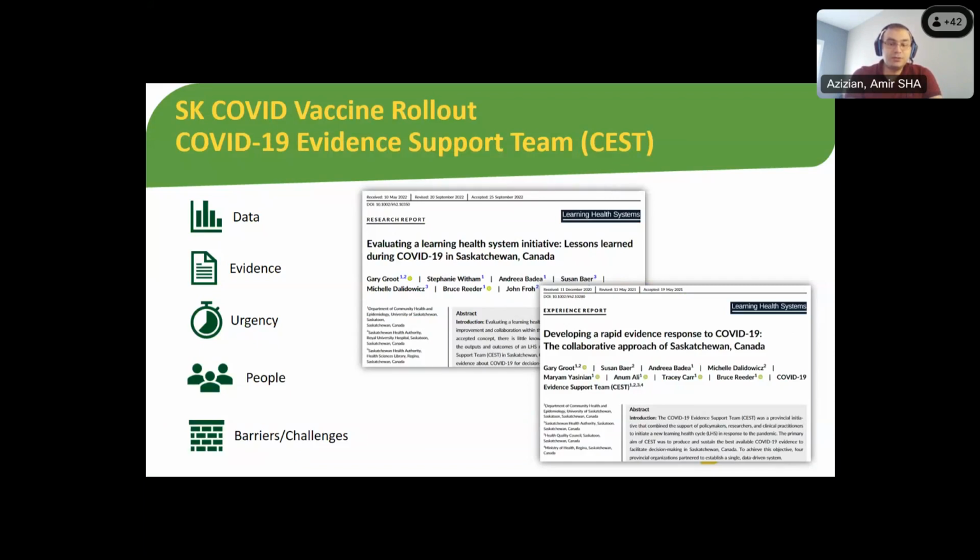One was the rapid production of the best evidence for facilitating COVID-related decision-making. The second one was the establishment of a single electronic platform for systematic sharing of the updated COVID-19 reviews. And the third one was the initiation of a learning health system by constant exchange between reliable evidence, policy, and practice. To achieve these objectives, four provincial organizations, including the SHA, University of Saskatchewan, the Health Quality Council, and the Ministry of Health, partnered to establish a single data-driven system. This partnership led to the production of high quality and timely evidence reviews on COVID-19 that were used by system leaders as the starting point of a pandemic learning health system.